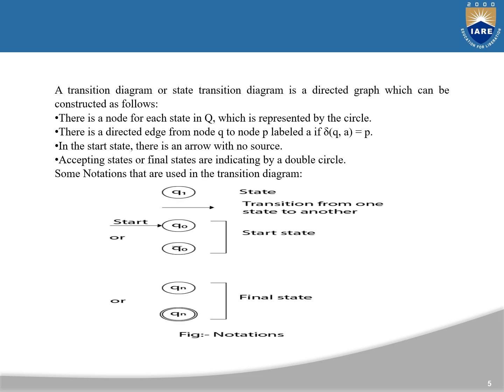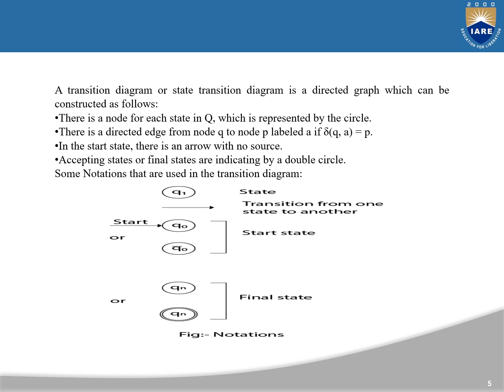A transition diagram or state transition diagram is a directed graph which can be constructed as follows. There is a node for each state in Q, which is represented by a circle. There is a directed edge from node Q to node P labeled a if delta(Q, a) equals P. For the start state, there is an arrow with no source. Accepting states or final states are indicated by a double circle.